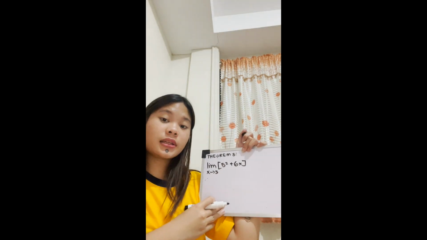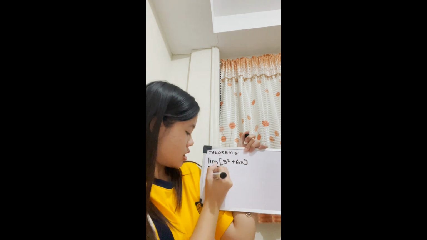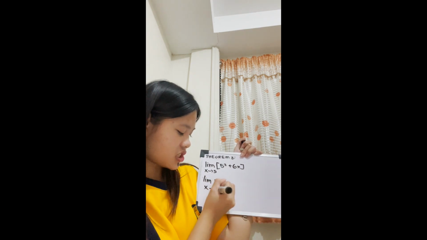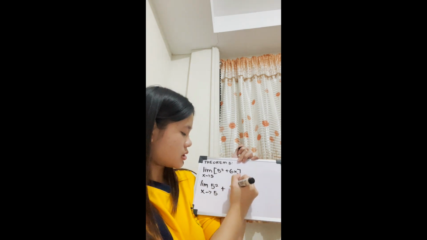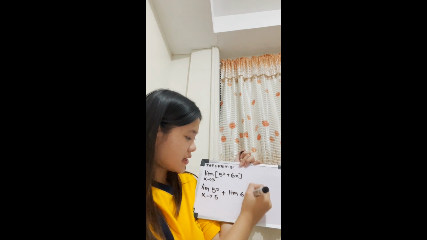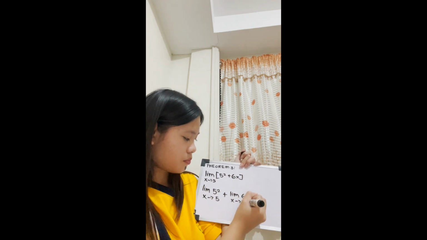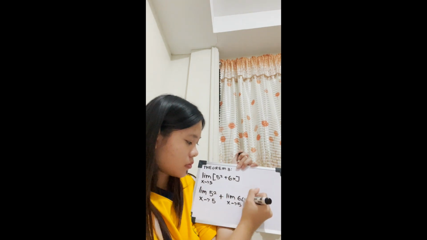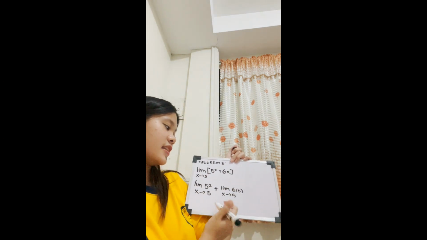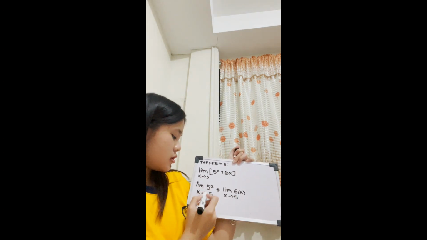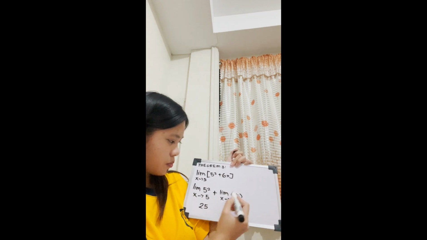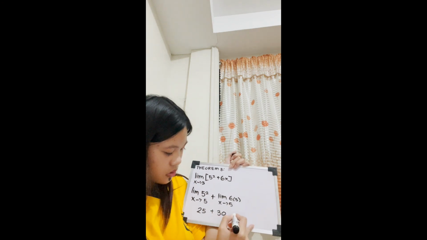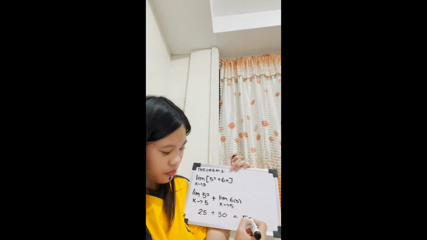For a better understanding, here's an example. Limit 5 squared as x approaches 5 plus limit 6x as x approaches 5. We'll replace x with 5 and solve: 5 squared is 25 and 6 times 5 is 30, plus 30 equals 55.